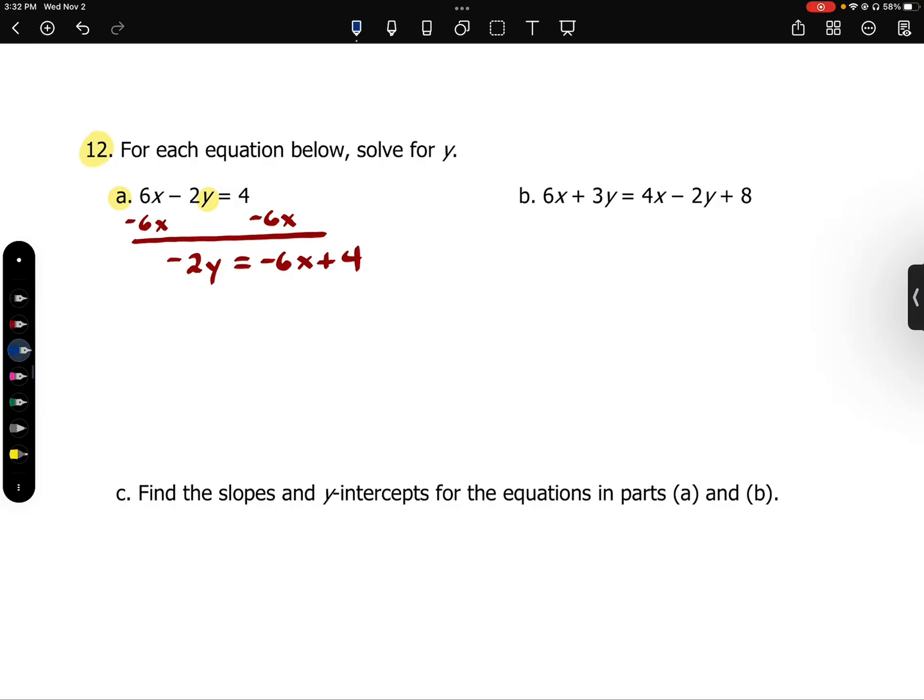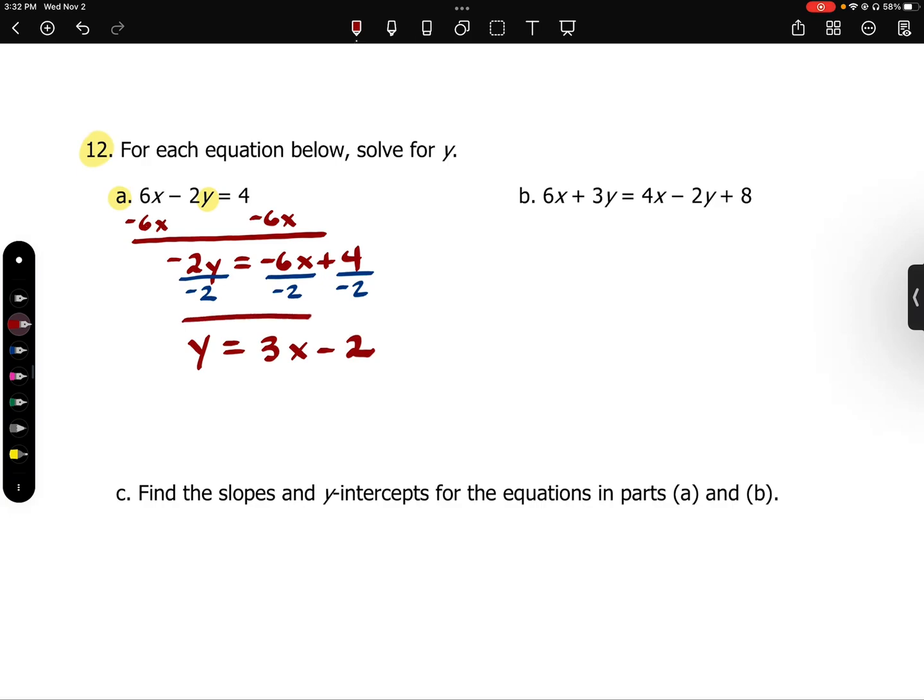Then to get y by itself, I'm going to divide each side by negative 2. But rather than dividing this whole side by negative 2, I'm going to divide each part by negative 2. There's two terms, and they each need divided by negative 2. I think that's going to make it easier for some of us to see that negative 6x divided by negative 2 should give us positive 3x. And then plus 4 divided by negative 2 is going to change this to a minus 2.